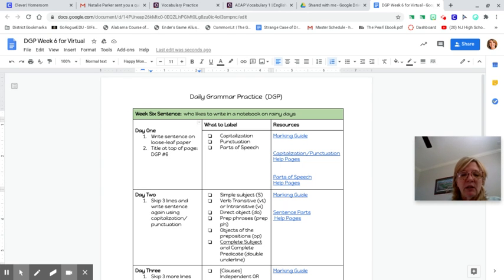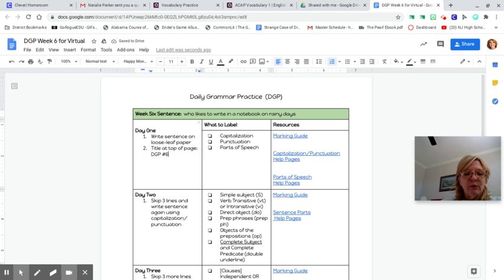Just a side note, when we get back together on Friday, you'll do step 3, and you do not have to do the diagramming for day 3. All you will have to do is the clauses and label them independent or dependent, then your sentence type and sentence purpose. But that's for another day. That's for Friday. Today, I want you to just focus on the day 1 steps and the day 2 steps. Once you finish your DGP, put it aside. You do not have to turn it in because we're going to turn it in on Friday.